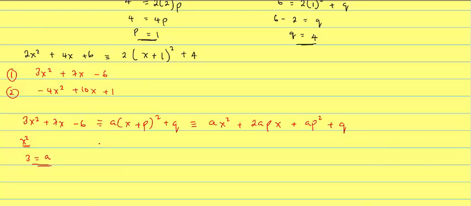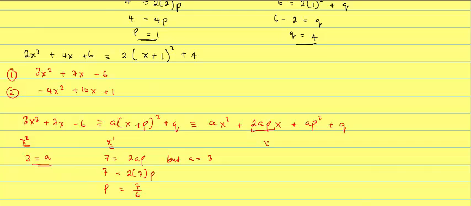Now let's take a consideration of the terms in x to the power of 1. On the left hand side we've got 7 is equal to this term here, which we found to be 2ap, but a is equal to 3, so 7 is equal to 2 into brackets 3p. Now 2 times 3 is equal to 6, so p has got to be 7 divided by 6.